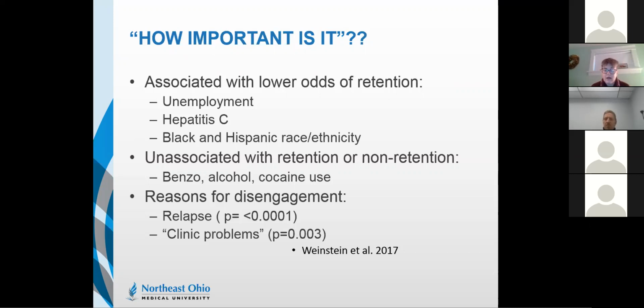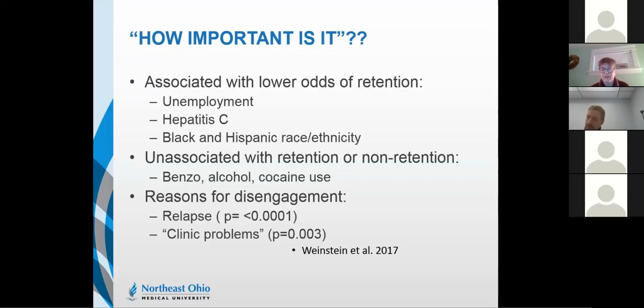By far the most common and the best documented was relapse for whatever reason. People just kind of not being able to adhere to treatment and falling away and relapsing to opioids. But the next most common reason for disengagement was actually clinic problems, which implies to me that possibly some of the rules that we've set up or have been set up for us and the way that we structure our program may present barriers to patients.